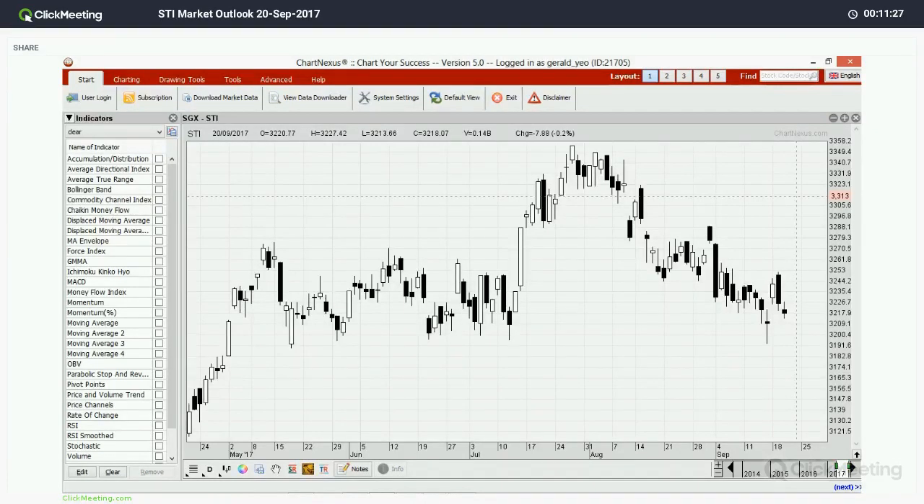What are the key levels to be watching out for and where is the market direction most likely to be? Now looking at this based on the 20th of September, as you can see, the Singapore stocks have been coming down for the past couple of months after hitting a high of around 3,350. Now, the most commonly asked question would be, what is the current trend of the STI?